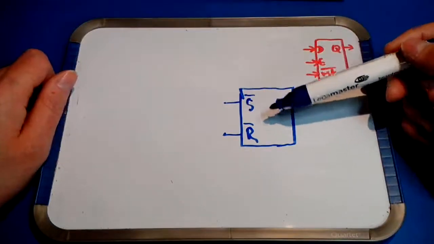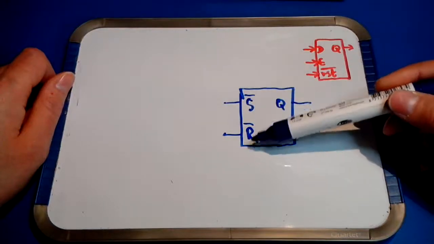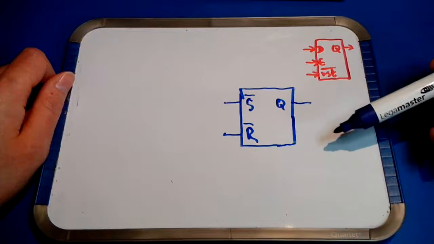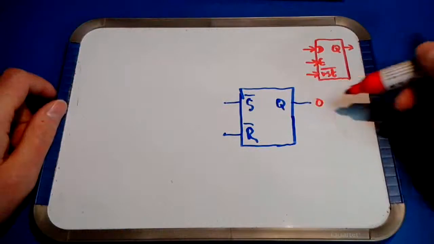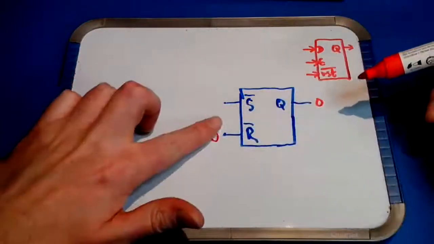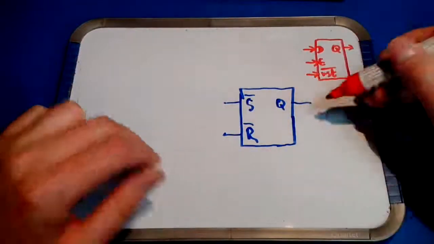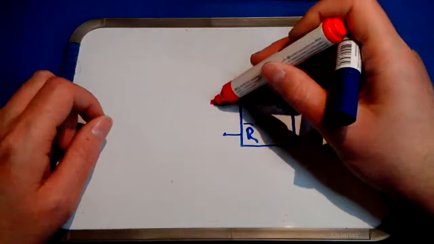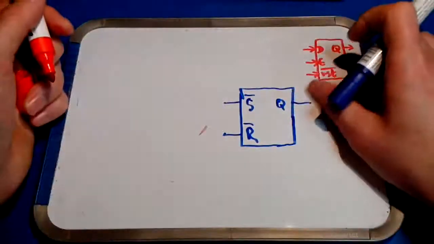The problem with this block is that it needs two separate inputs, S over bar and R over bar, to control the output. To force the output to 0, you would need to apply a 0 at the reset input. To force the output to 1, you need to apply a 0 at the set input.